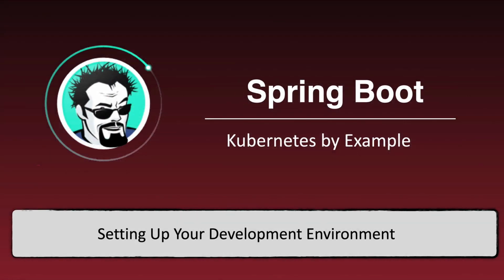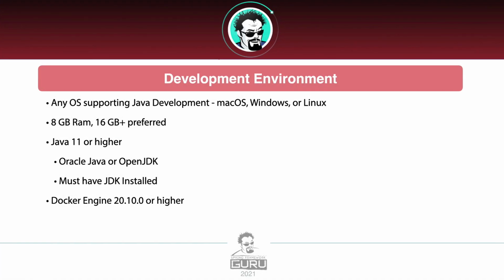In this video, we're going to talk about setting up your development environment. For Java development, we're going to need any operating system, which is probably an operating system that you are using: Mac OS, Windows, Linux. I'm saying 8 gig of memory is probably the minimum. 16 gig or more is probably preferred just because of the nature of running Java and our IDEs and whatnot. They do tend to take up a good bit of memory.